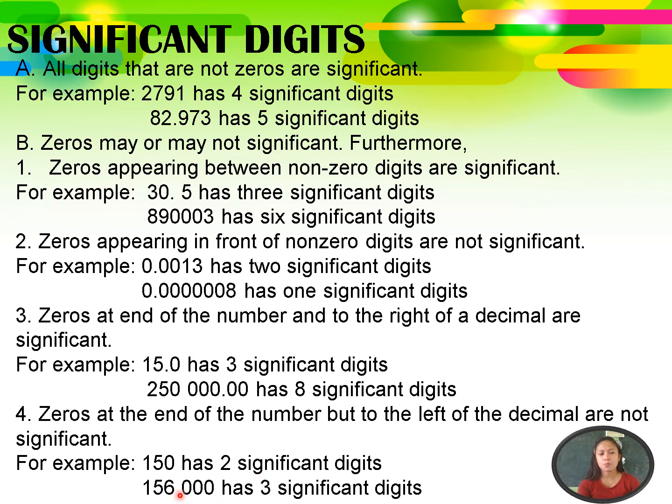Second example, 156,000. It's understood we have a decimal point after 0. So to the left of the decimal point are the 3 zeros. So these zeros here are not significant. Therefore, we have only 3 significant digits, 1, 2, and 3. So 156,000 has 3 significant digits.